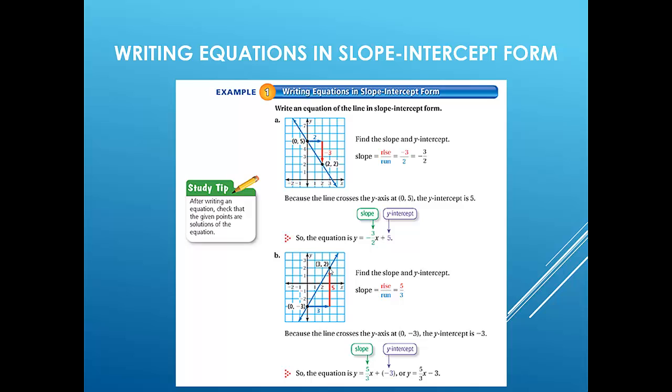Because the line crosses the y-axis at (0, -3), the y-intercept is negative 3. So now we can write our equation. We have y equals 5/3 x plus negative 3, which would be y equals 5/3 x minus 3.